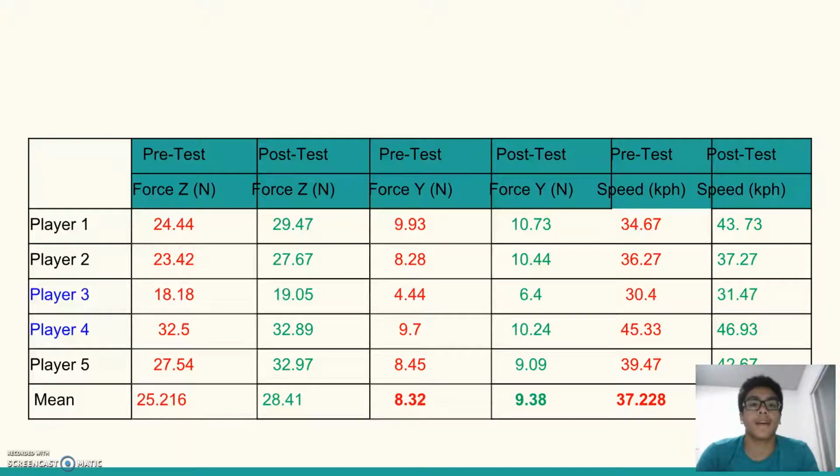So why does this happen? As I mentioned earlier, grip strength is important because I can say that player 5, what could have happened was that he was just simply pushing the ball. There was no flick of the wrist, and player 4 could have had the flick of the wrist associated with the follow through phase.